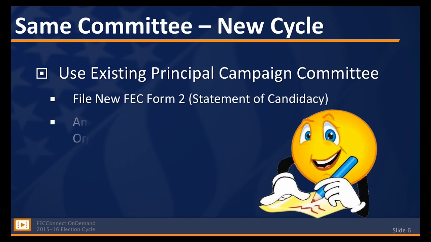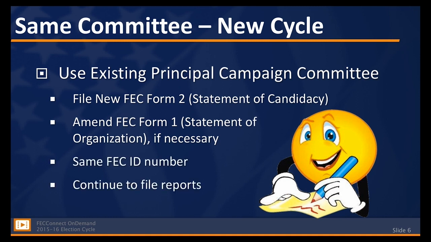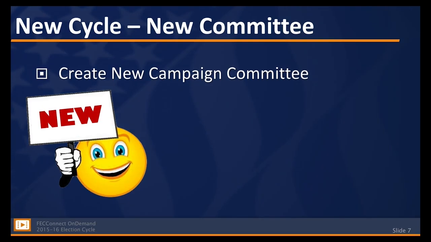Your treasurer may need to amend FEC Form 1, Statement of Organization, if there are any changes in the committee's basic information. The redesignated committee will keep its original FEC ID number and should continue to file its regularly scheduled reports. On the other hand, you may choose to terminate your previous campaign committee and establish a new committee for your next race. In that case, you'll begin by filing a termination report for your existing committee. We'll talk more about the termination process later.